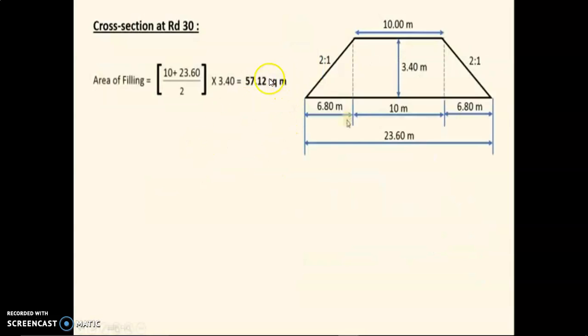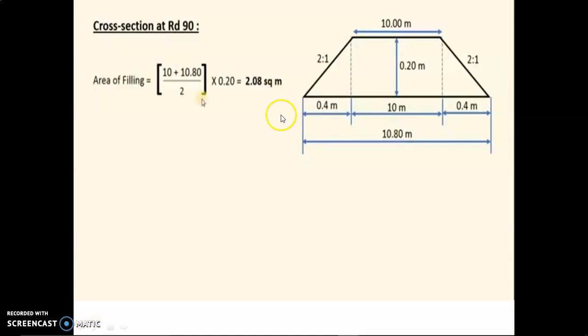After 30 meter we have to find again. For that we find 3.40 meter as the depth from base to formation level. So here we find 57.12 meter square as the answer. Now we have to find at 60 meter. At 60 meter we find 2 meter as the height, and 2 into 2, 4 meter as SD, so total is 18 and here 10, so we get 28 meter square. Here we get 2.08 meter square as the value. So in all four reduced distances we have found the area.